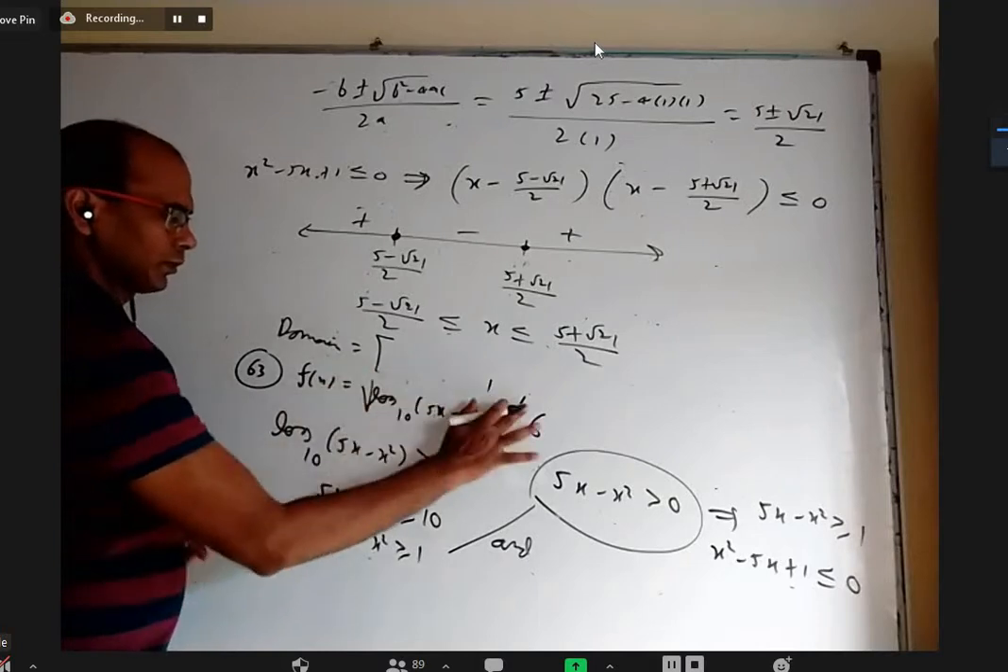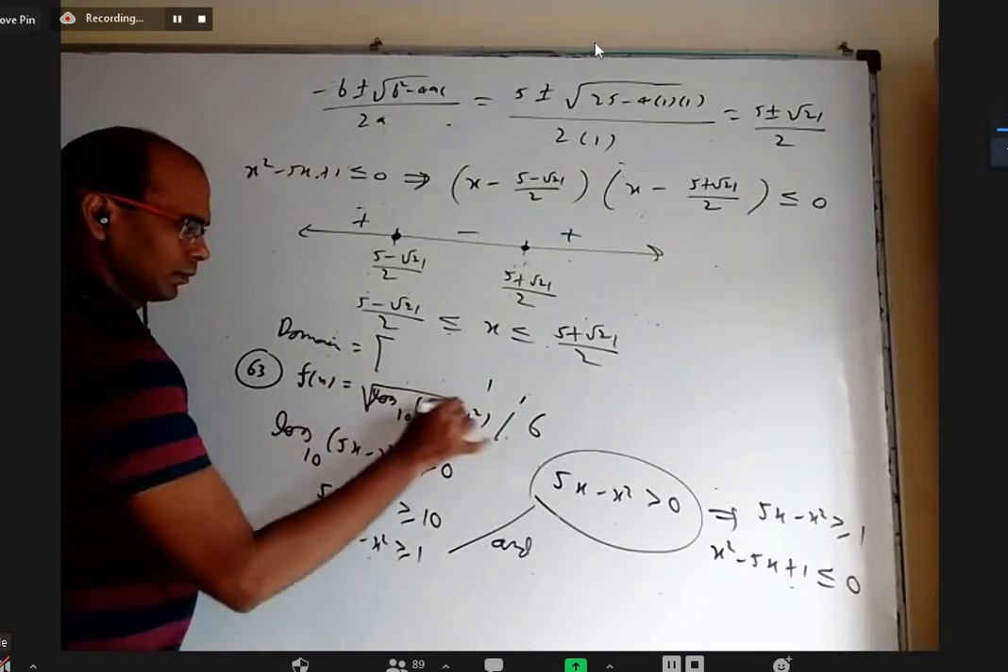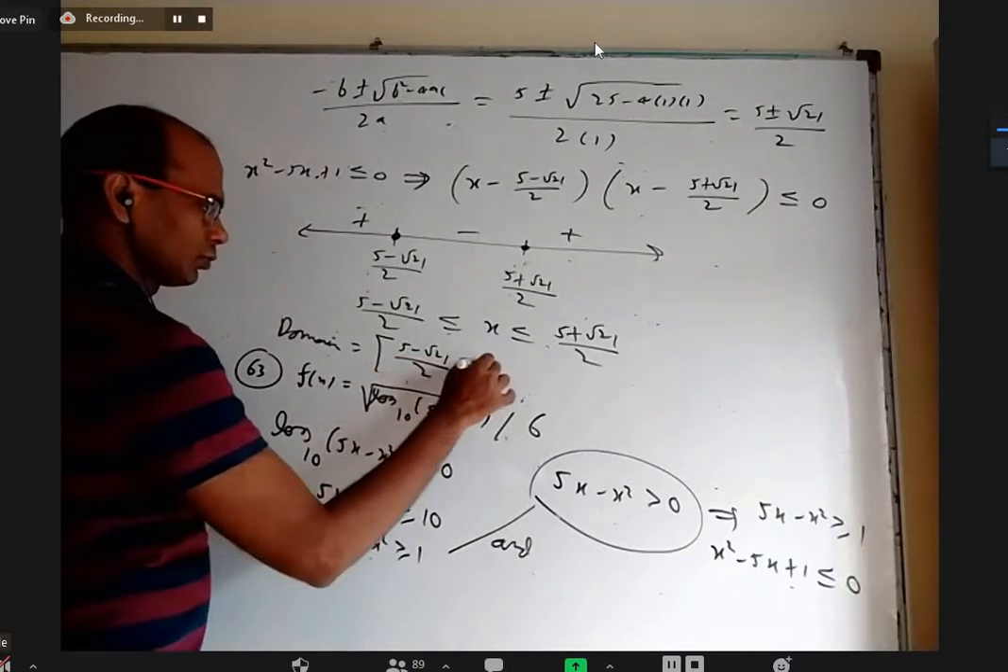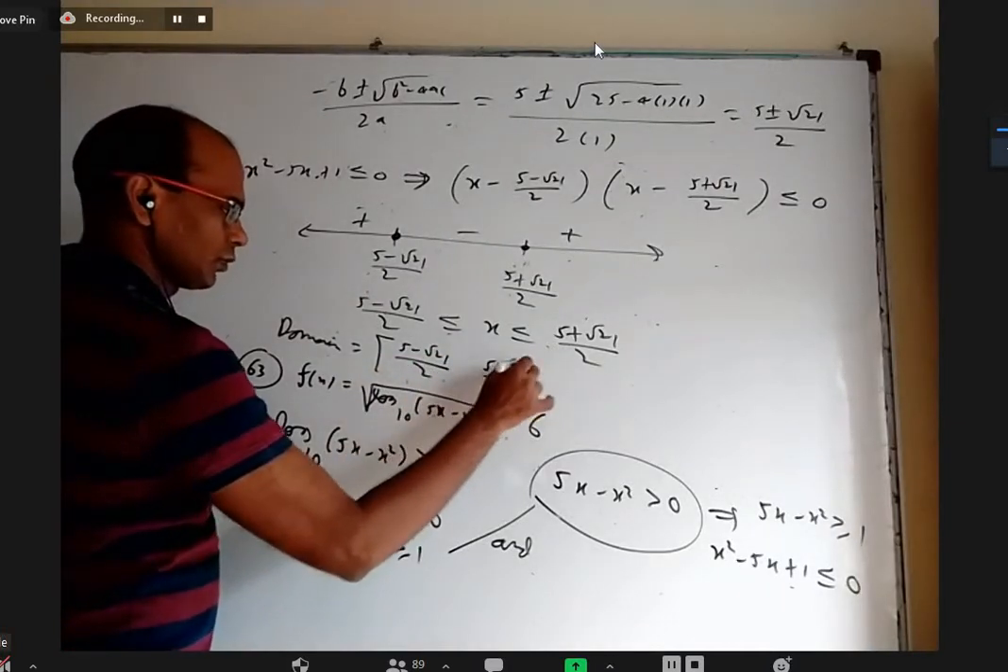Closed interval 5 minus root 21 by 2, 5 plus root 21 by 2.